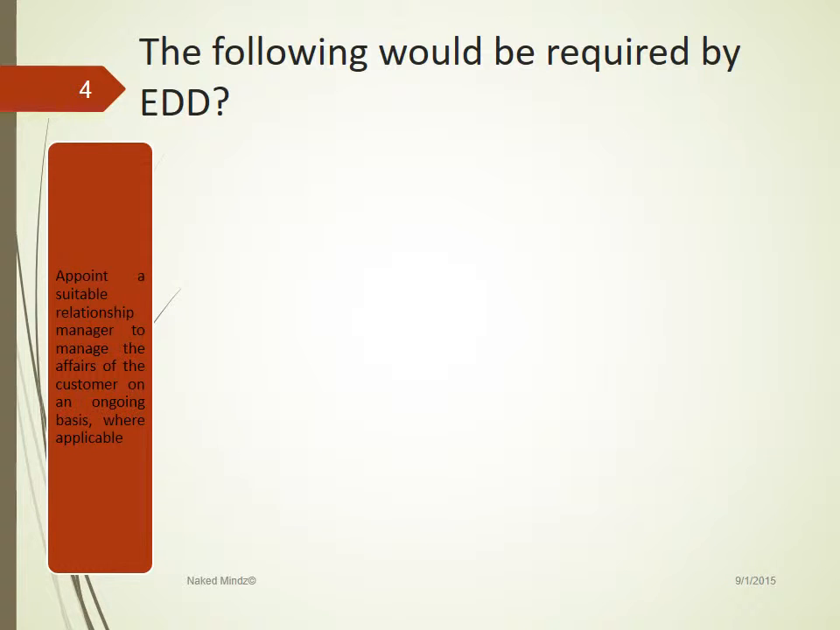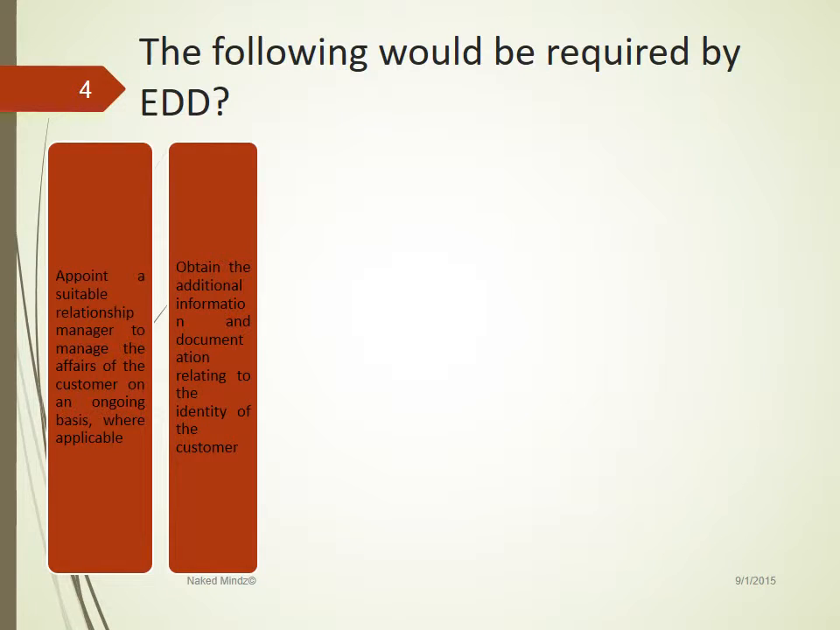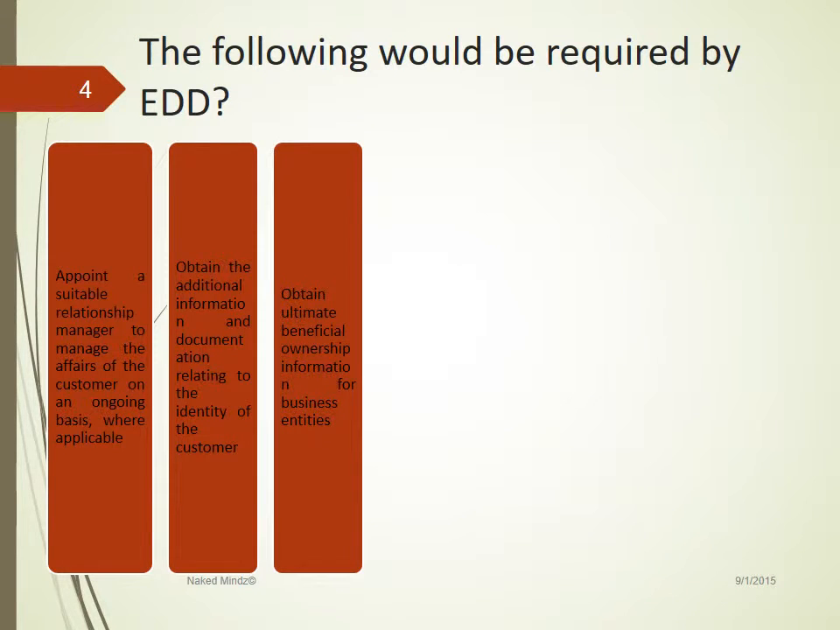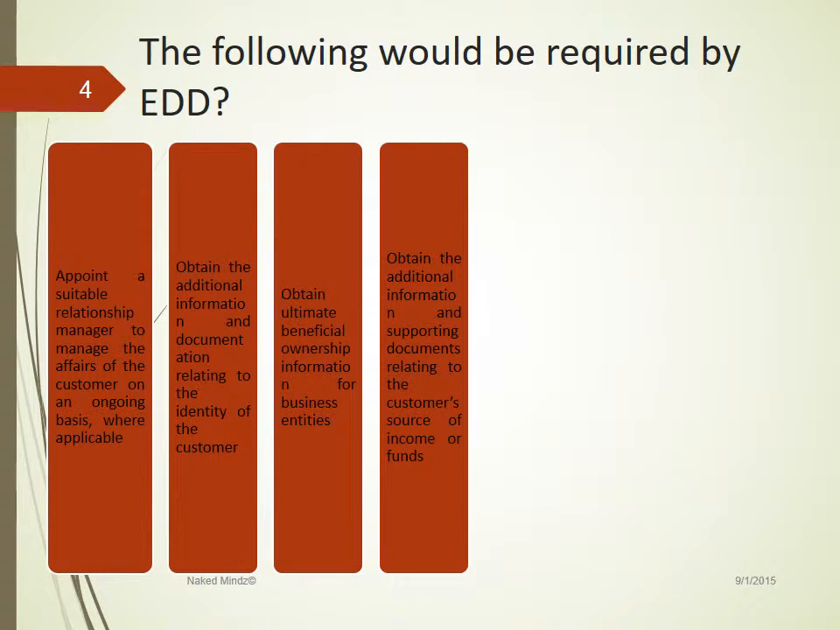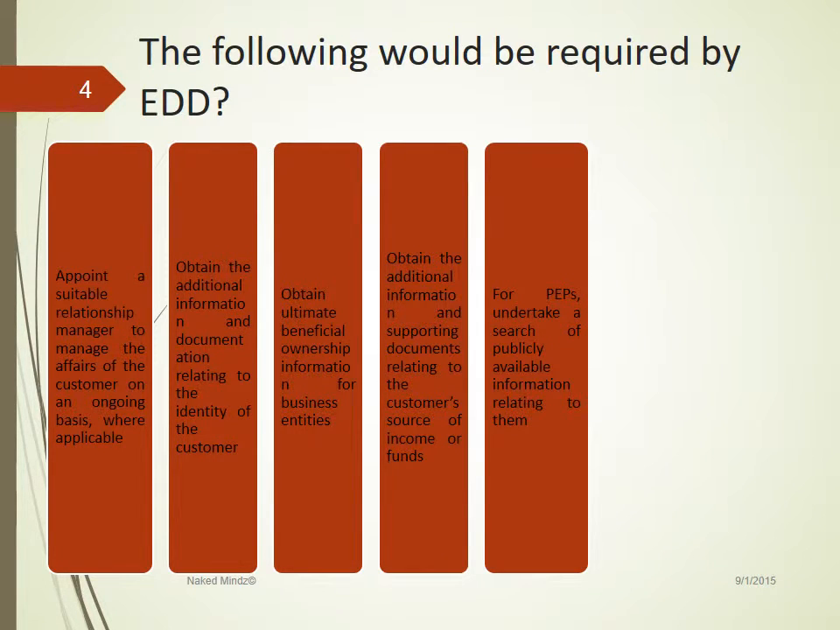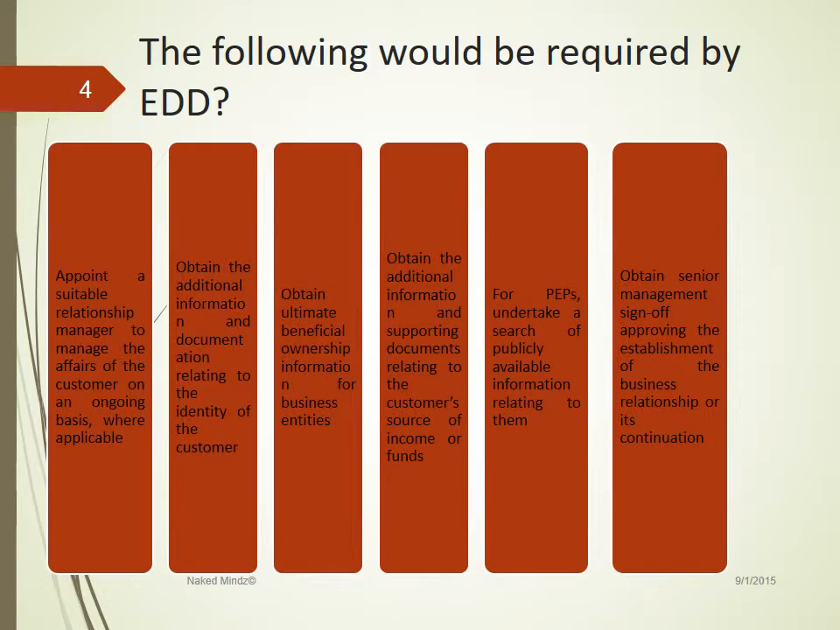Possibly, you'd need to appoint a relationship manager for this client. You'd have to obtain additional information and documentation regarding the identity of this client, and you'd have to obtain ultimate beneficial ownership information for any business entities. You would have to obtain additional information and supporting documentation relating to the customer's source of funds or source of income. And for politically exposed people, you'd have to undertake a search of publicly available information relating to them.